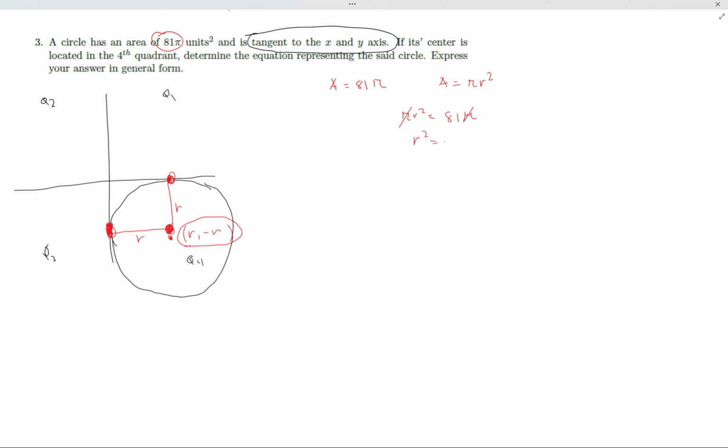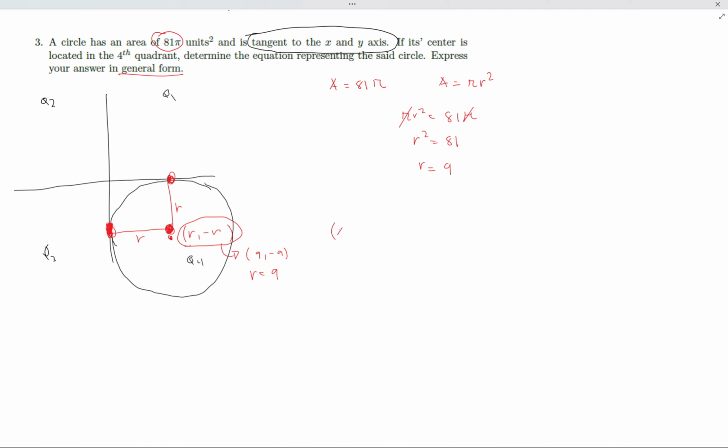So we are left with r squared is equal to 81. Now taking the square root of both sides, we find that r is just equal to 9. So what this means is that our center is located at (9, -9), with a radius of 9. Since it wants our answer in general form, we first need to create the standard form and convert it to general form.